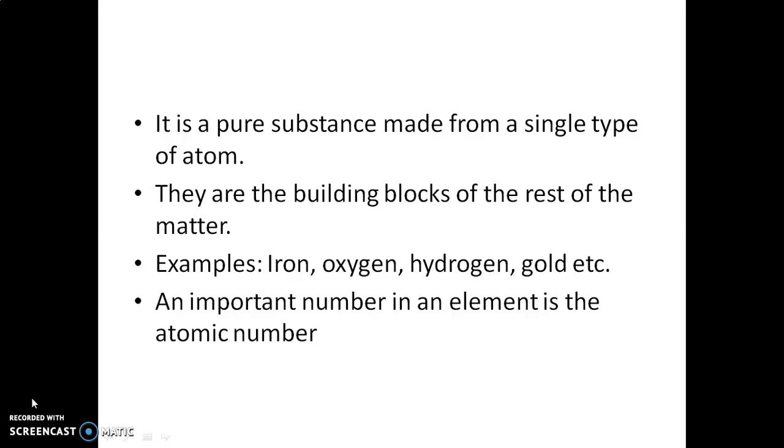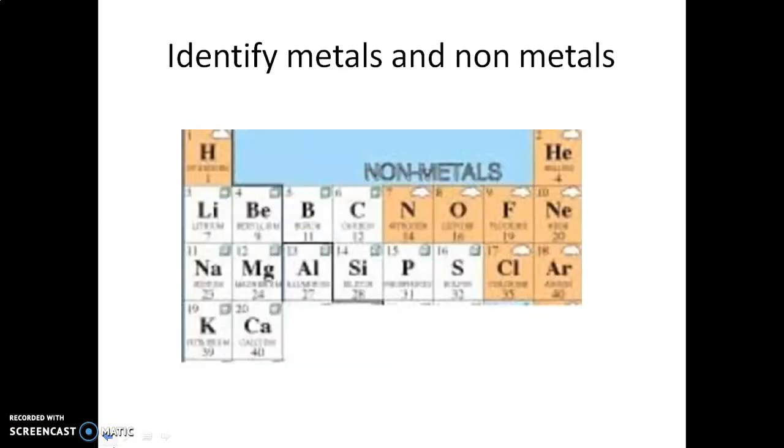Now, what's important is that an important number in an element is its atomic number. Now, atoms, I told you, are the smallest particles of an element. So, obviously, all elements will not have the same number of atoms joining to form them. So, we'll see that as we move on to the next slide. This is about how we talk about what elements are.